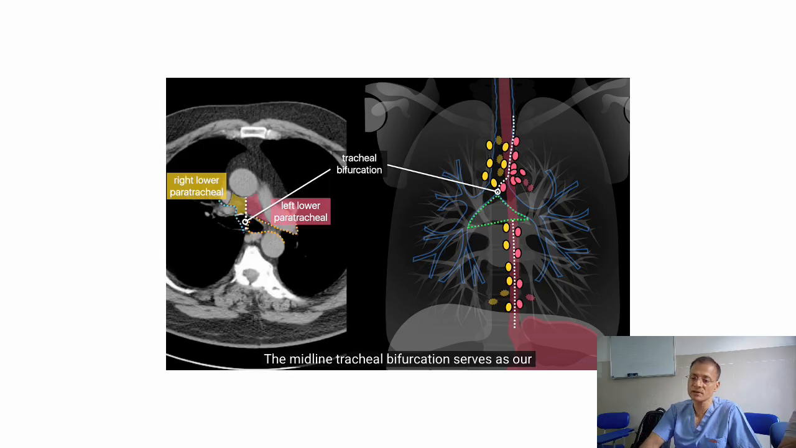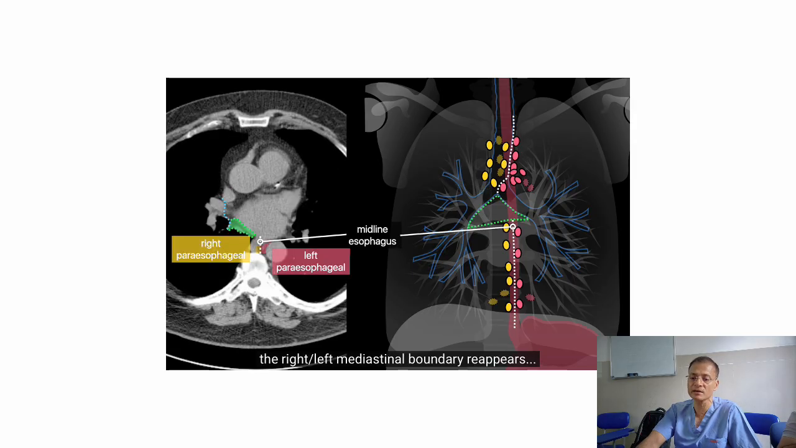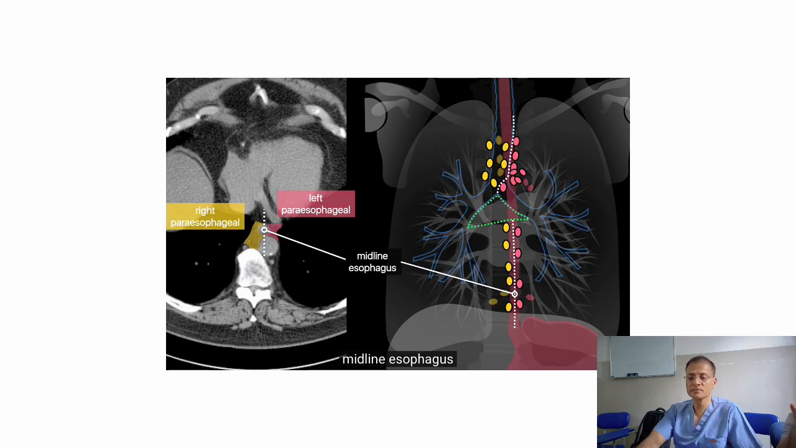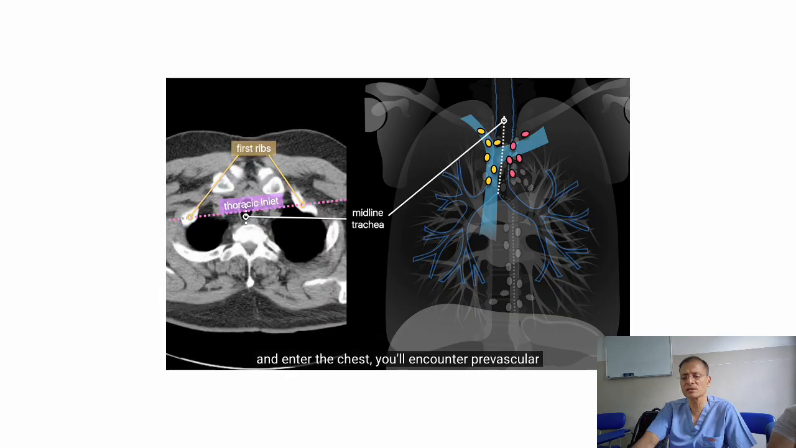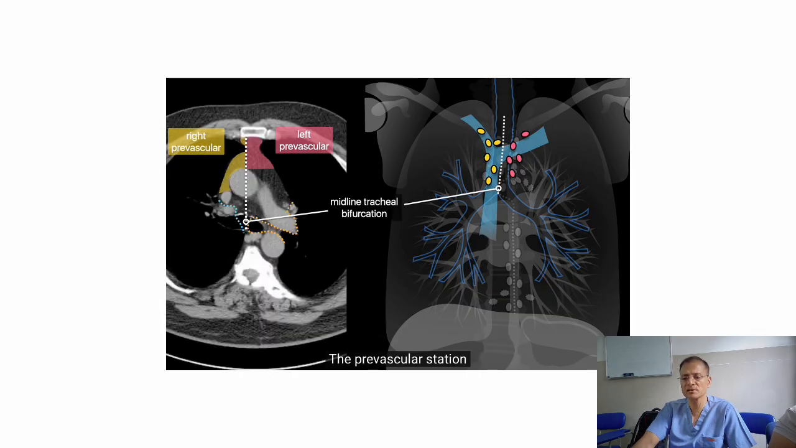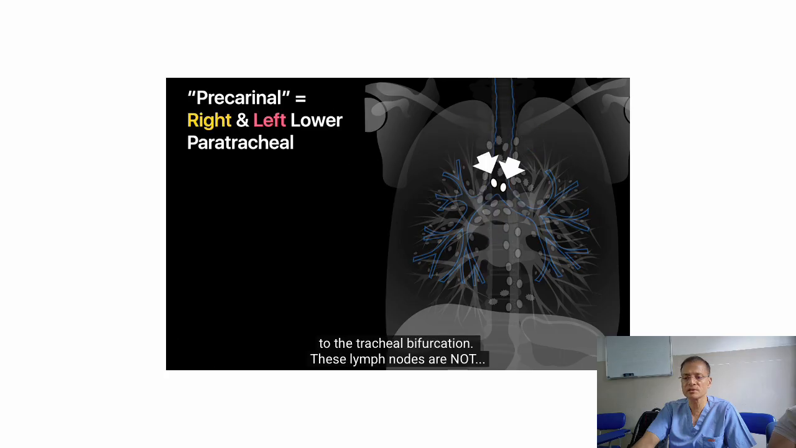And here the paraesophageal level 8R, level 8L. There should be the inferior pulmonary ligament lymph nodes, 9R and 9L. The lower margin is correct here. Prevascular 3A is also very clearly seen. Here, same way, same thing.